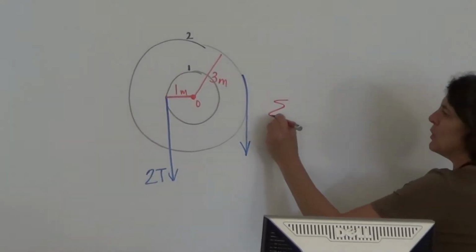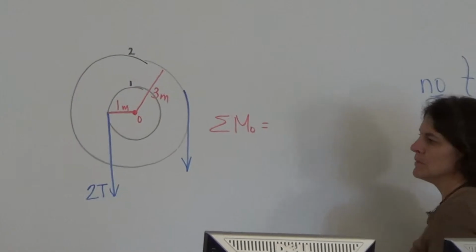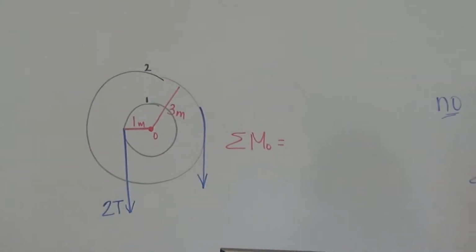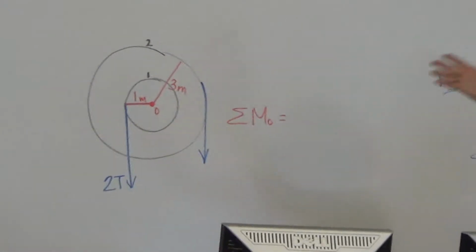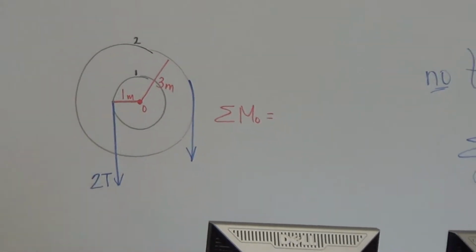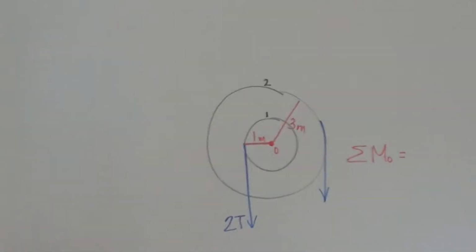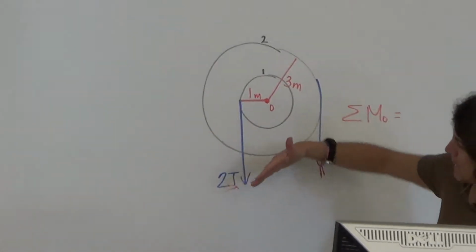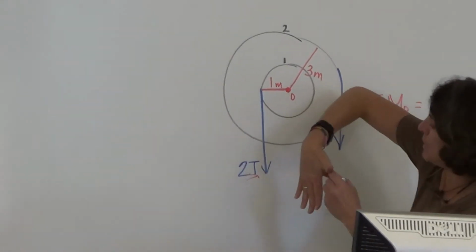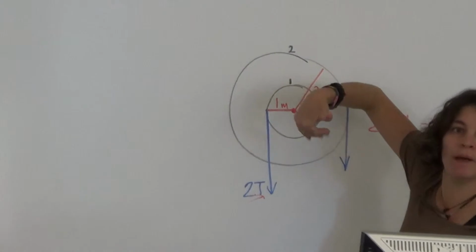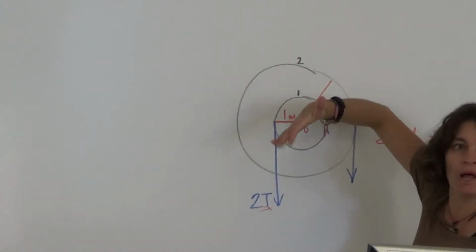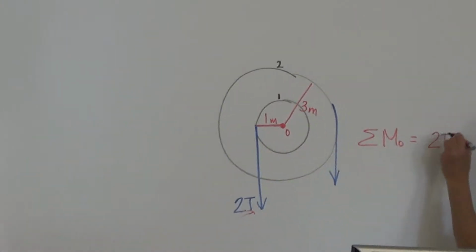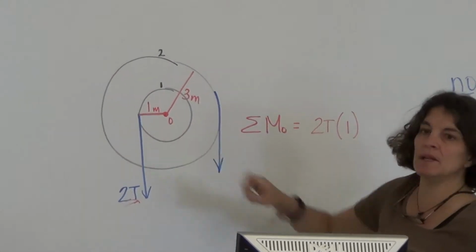So if I do the sum of the moments about point O, think of torques. So remember the right hand rule. Your fingers go in the direction of the force. So I'm going to look at this 2T first. I'm looking at this guy, putting my fingers in the direction of the force. My palm is going towards where I'm finding the moment about. And it's going to spin in the counterclockwise direction. So I want to multiply 2T times 1. That is the moment that's created about point O.